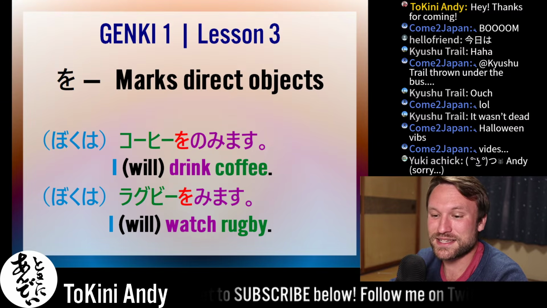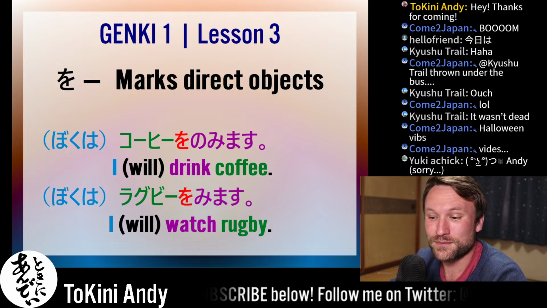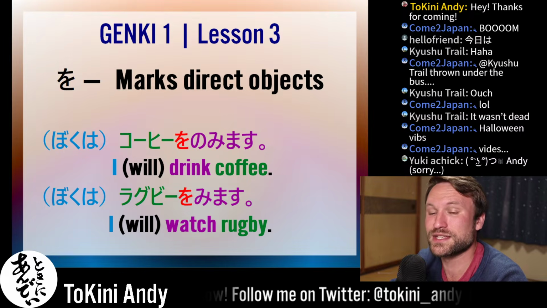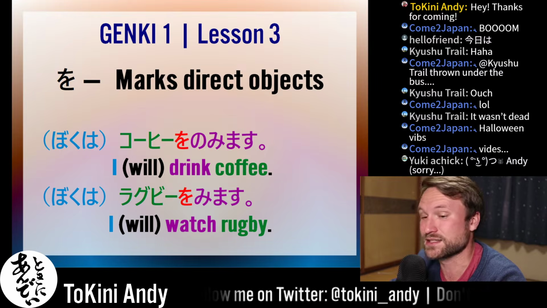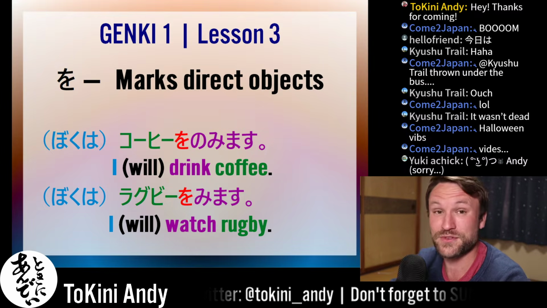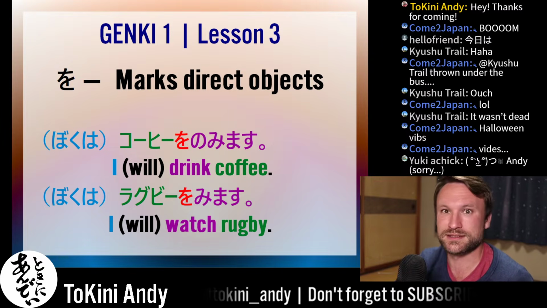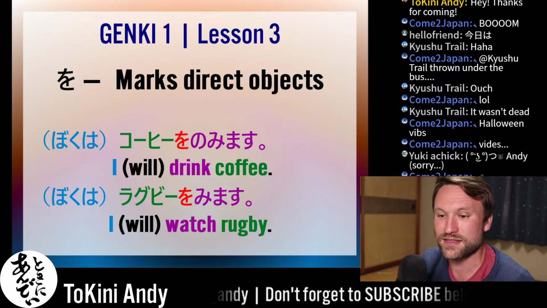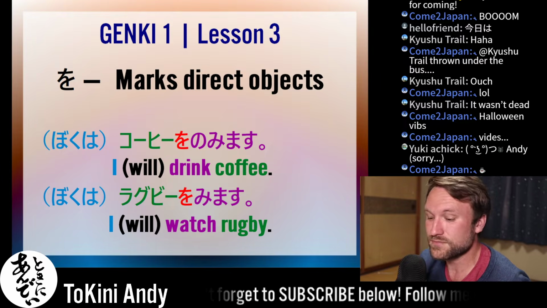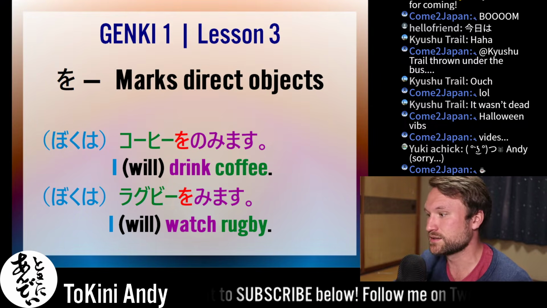So the next sentence is rugby o mimasu. Rugby o mimasu. Now you see I have will in parentheses on both of these sentences because the present tense in Japanese is also the future tense. There's no actual future tense in Japanese. The present and the future are all just the same. And you can tell by context which one it is.